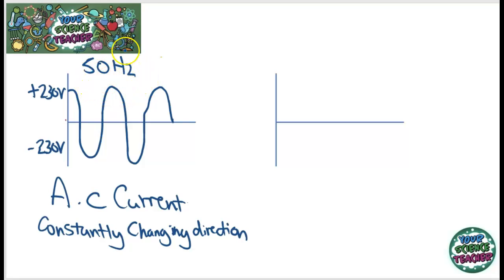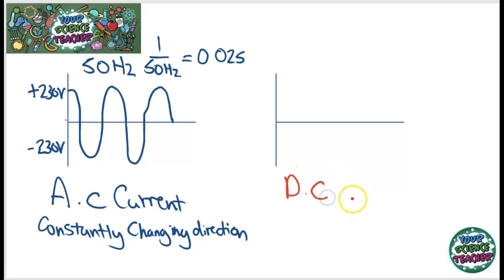You can in fact calculate the period of the wave, so how long it takes for it to change direction. That's just 1 divided by 50, and that will tell you the period of the wave, which is in the topic of waves as well, which is of course 0.02 seconds.